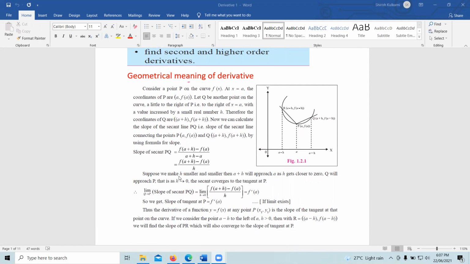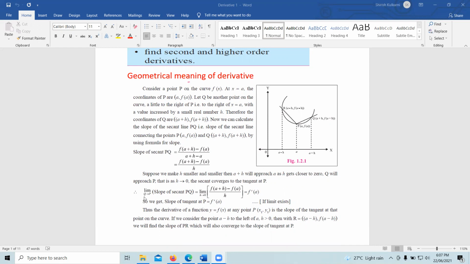Suppose we make h smaller and smaller. Then a plus h approaches a and h gets closer to 0. Q will approach P as h tends to 0. The secant converges to the tangent at point P. A plus h is smaller and smaller means this point Q is moving towards P.